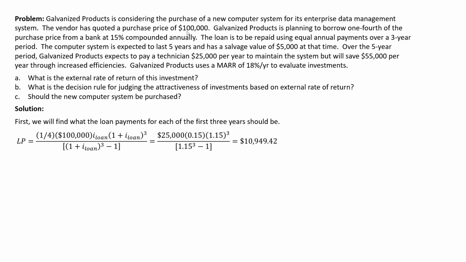Of the $100,000, 1/4 of it, which is $25,000, has been borrowed as a loan, and these are the loan payments: 10,949 for 3 years. The whole planning horizon is 5 years, but for 3 years you will be paying off this loan on the 25,000 that you borrowed. Okay, keep that in mind.